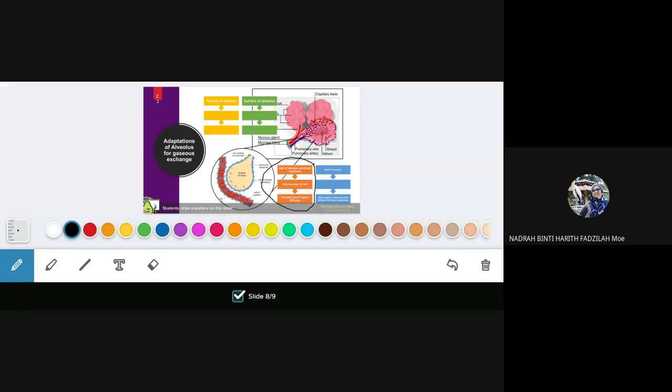Okay, so use the first box that I circled here, wall of alveolus and blood capillaries, as a guide. We start with the name. I've already given you the name. Can you give me the characteristic and the function?